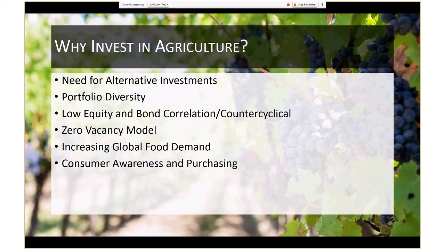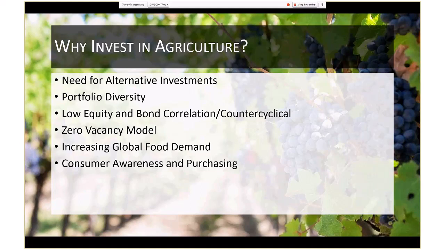Going on to the next point, it provides for portfolio diversification. Depending on what you read, it typically is referred to as having low or zero equity and bond correlation, and many times can be countercyclical. We see that when there's a flight to safety in alternative assets and in a few other situations. But generally, the value and appreciation of agricultural land does not move in step with equity and bond movements. It's really outside of that.